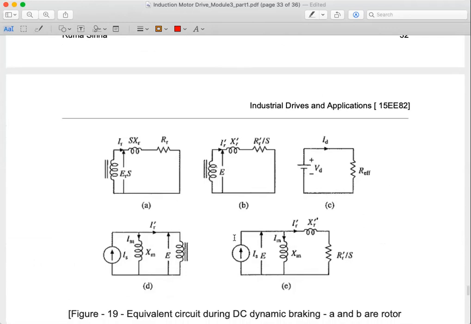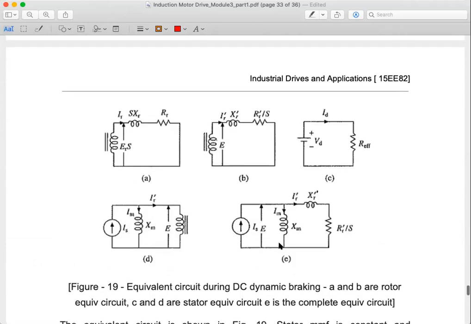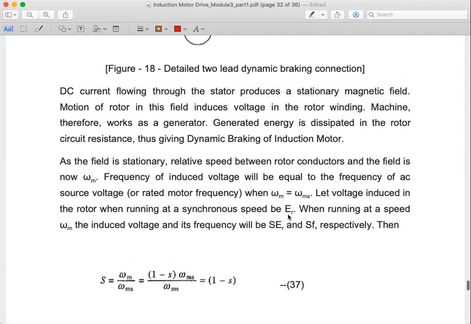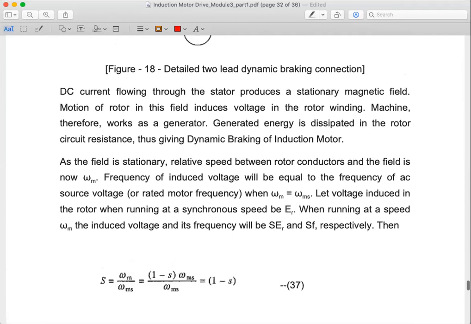This is the equivalent circuit that we can get. These are A and B. This is the rotor equivalent circuit, and this is the stator equivalent circuit. This is your complete equivalent circuit. So this is DC dynamic braking. So we have seen different types of braking in this class. Thank you.